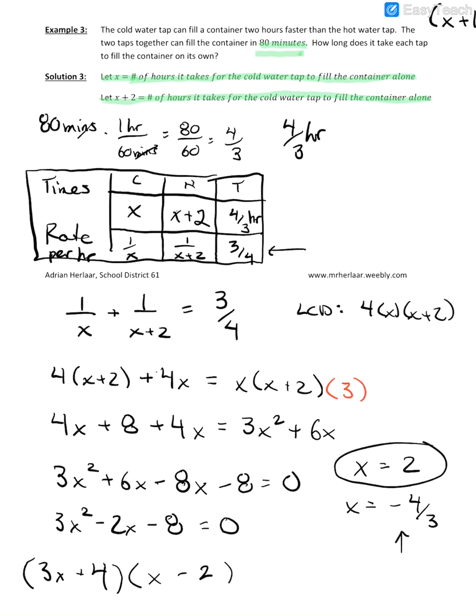The hot water tap fills in 4 alone. Cold water, 2 hours. Hot water, 4. Now this is not the easiest thing to do, but what it comes down to is identify their times in total, right? Because it took them X amount of hours. So that means 1 over X is 1 hour, right? Think about it. If it took you 4 hours to do something, you would fill 1/4 of it in an hour. That's what we're looking at with the rates.